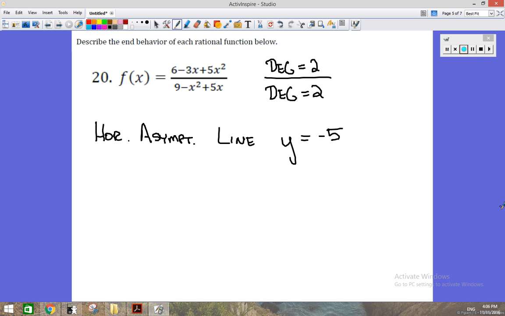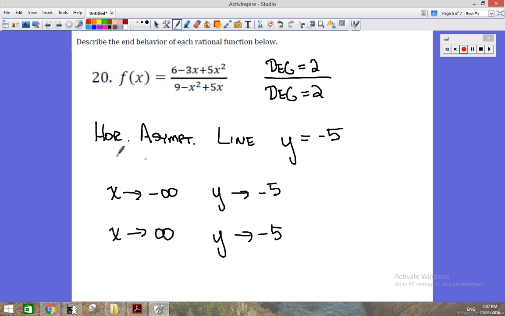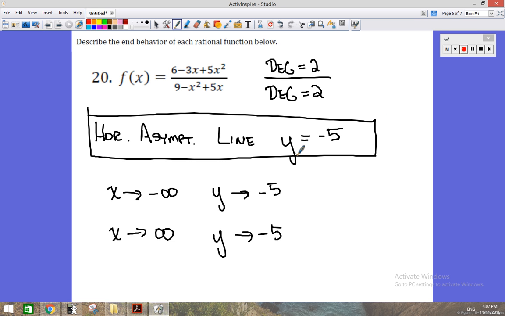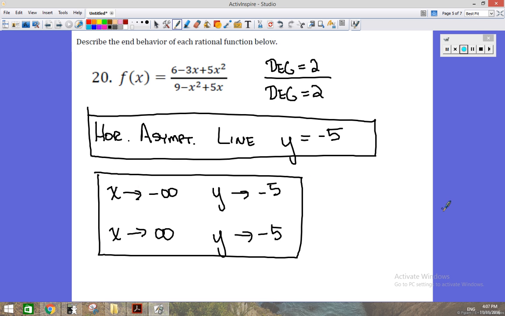So you can write that answer, or some people prefer to say as x is approaching negative infinity, these y values are getting closer and closer to negative 5. In the other direction, as x is approaching positive infinity, these y values are again getting closer to negative 5. So either one of these answers is acceptable. If you give the horizontal asymptote, you must write it as an equation. And here you must use the correct symbols if you write your answer this way.